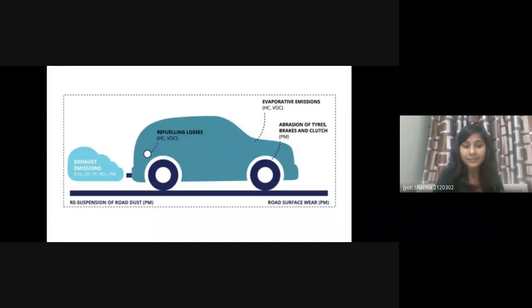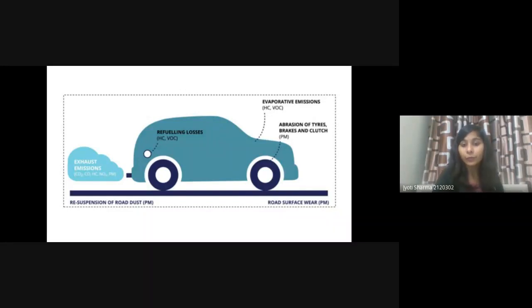This may be carbon dioxide, carbon monoxide, hydrocarbons, nitrogen oxides, particulate matter. But besides that, whenever you are refueling, some of your fuel may evaporate, and may even fall down. So this will give you the refueling loss, for example, hydrocarbon and volatile organic compound.